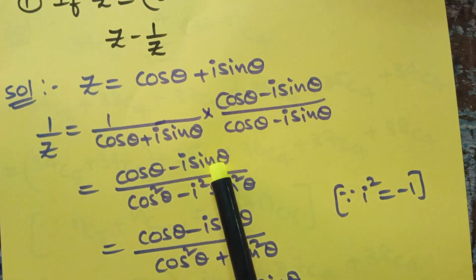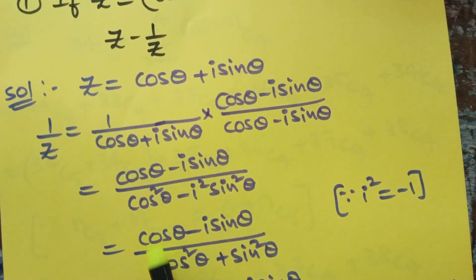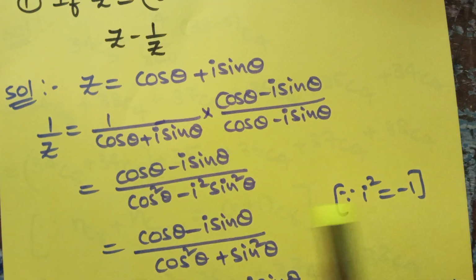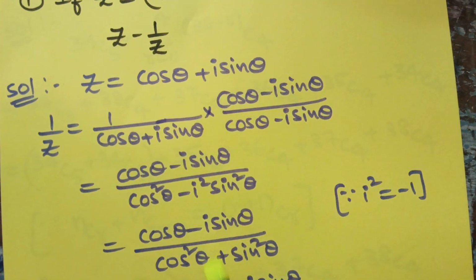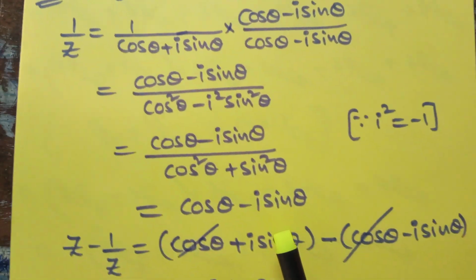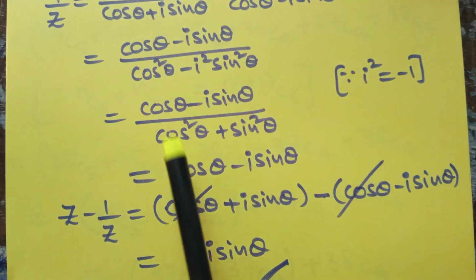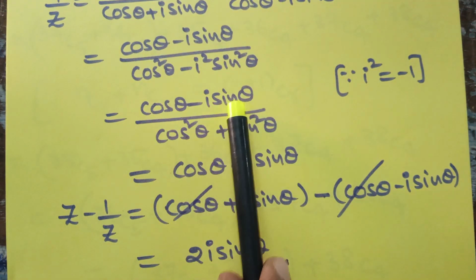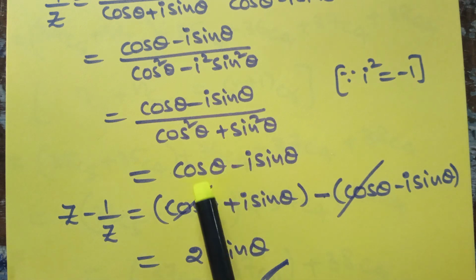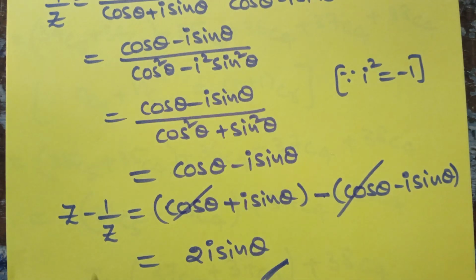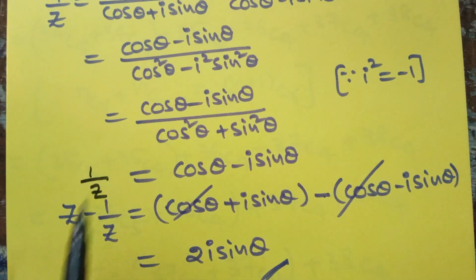So cos theta minus i sin theta upon cos square theta, and for this i square we are writing minus 1. Minus into minus plus sin square theta. We know the trigonometric identity: sin square theta plus cos square theta is 1. So cos theta minus i sin theta upon 1 is cos theta minus i sin theta. So this is the value of 1 by z.